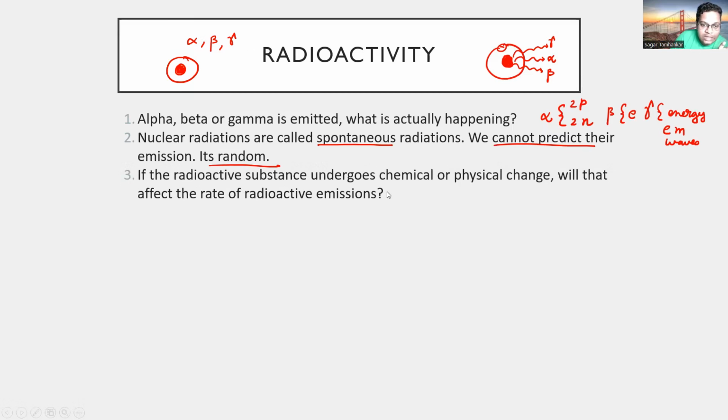Now, this is a question for you. Read it carefully. If the radioactive substance undergoes a chemical change, that means it forms a compound. If it undergoes a physical change, that means it is heated up, solidified, or melted, it turns into a liquid. So what do you think? Will that affect the rate of radiation? Will it make the radioactive substance less radioactive or more radioactive? No, I don't think so. It'll remain the same.